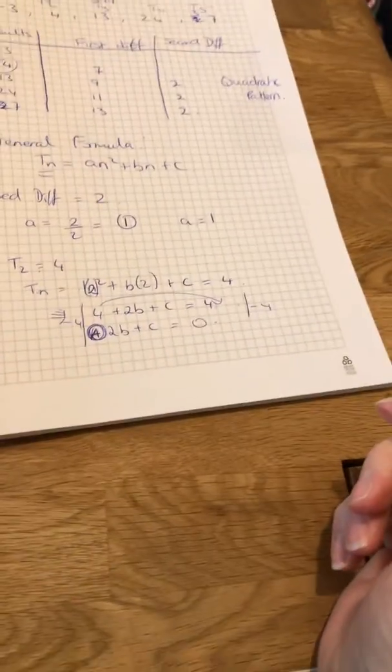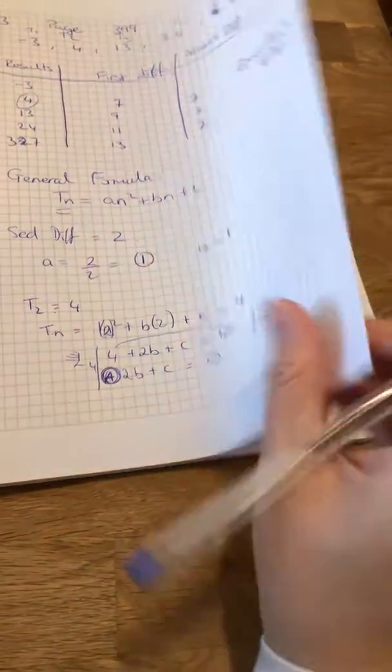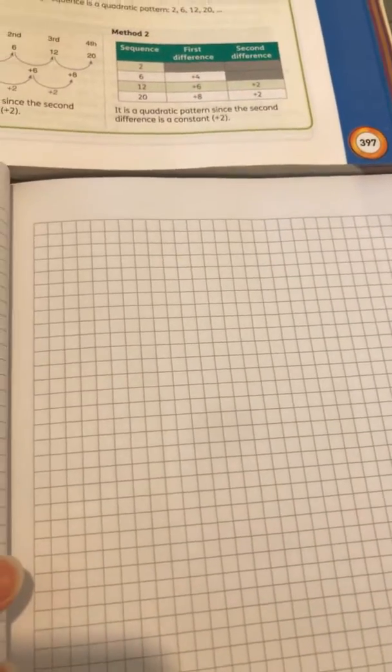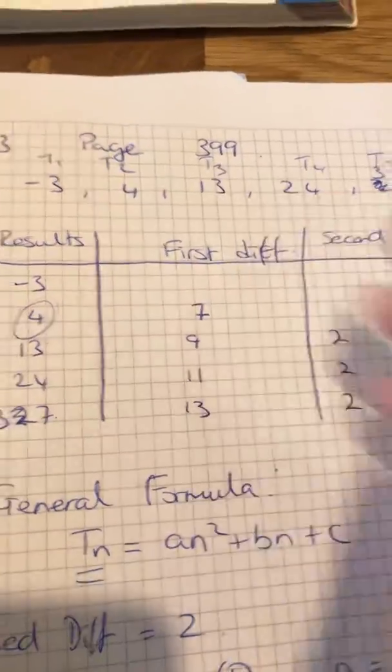Okay. The second thing then, so I've done step 3. Step 4, use any two terms to form two equations. Okay, so I can do any two terms that I want. I've already done 2, so I'm also going to go with term 3. So if I go back to the sequence that I had on the previous page, I'm going to take term 3, which I said was 13. Okay, so I know that term 3 is equal to 13.